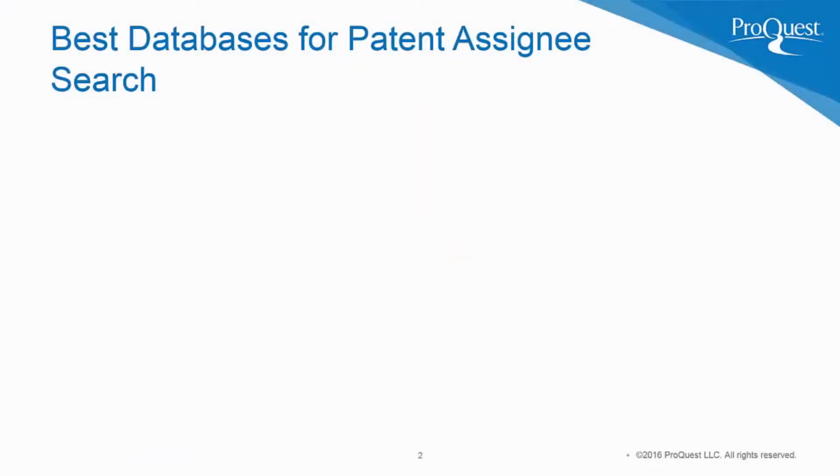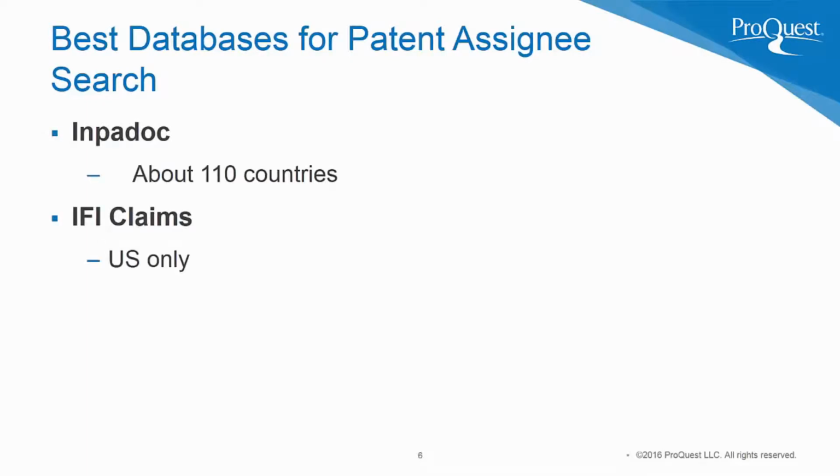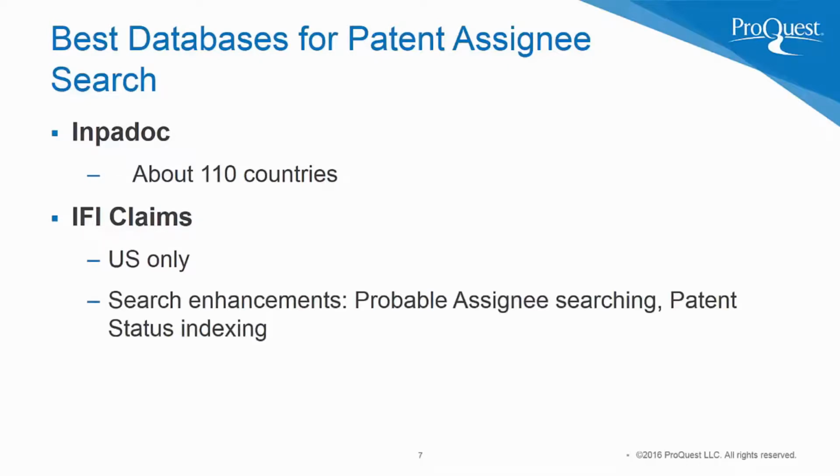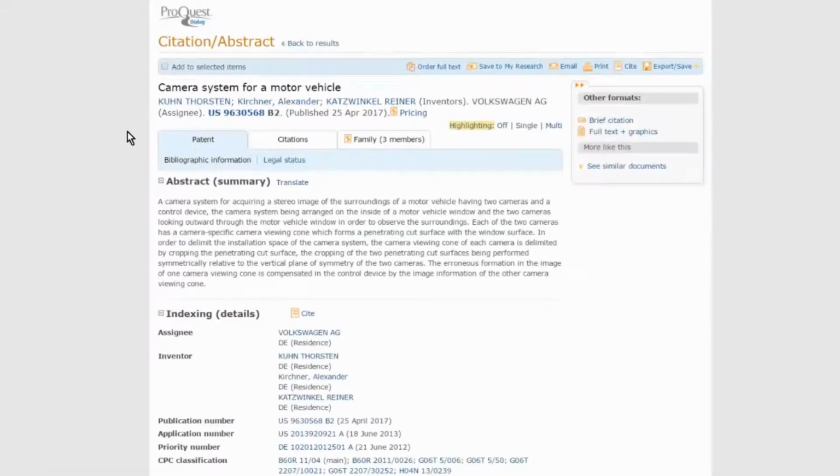For best results, use a database that tracks any changes in the patent ownership. INPADOC covers the most countries. IFI Claims database is U.S. patents only, but it has a number of search enhancements and is a great choice if your focus is on U.S. patents. So now let's look at ways to do the search.